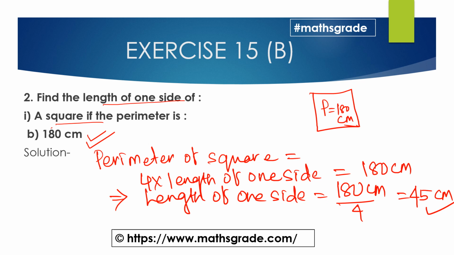And all the sides are equal in a square, so all the sides will be equal to 45 centimeter. This is 45, this is also 45, this is also 45, and this is also 45 centimeter. If we add all the four sides, that is 45 plus 45 plus 45 plus 45 centimeter, we get 180 centimeter, which is equal to the perimeter of the square. So this answer is correct. The length of one side of the square is 45 centimeter.